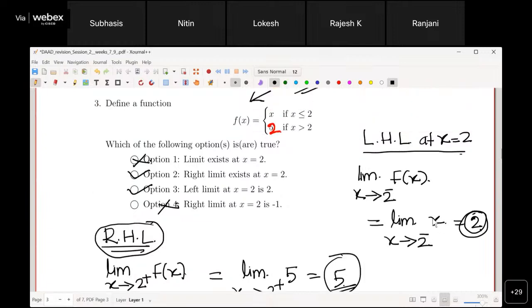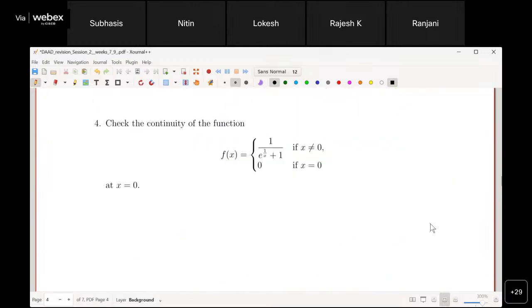Okay, so let's move to the next question. What we want to do here, we want to check whether this function is continuous at x equal to 0 or not. That is our main problem. So first we need to split the problem.